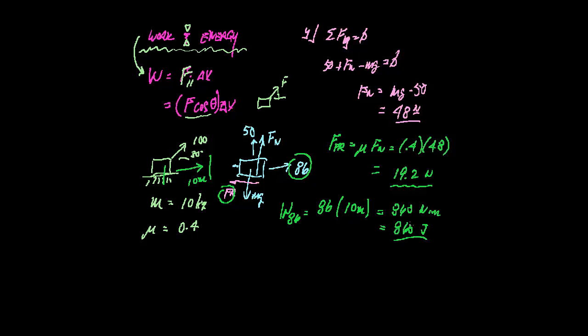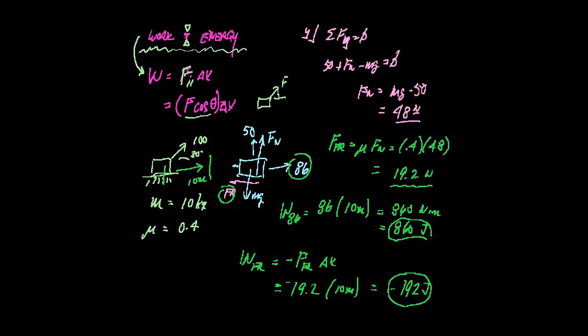And my handwriting is getting bad. I apologize. Now the work done by the friction, just so we can compare here, since friction is a negative because it opposes motion, is going to be a minus 19.2 times the 10 meters we dragged it. That's minus 192 joules. The minus sign tells us that work or energy was taken out of this system. Lost by a system usually takes it out as rubbing and turns it into heat and it's wasted. The 860 is the work that we put into moving the box.